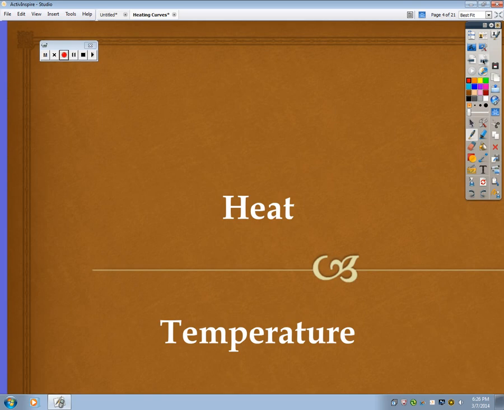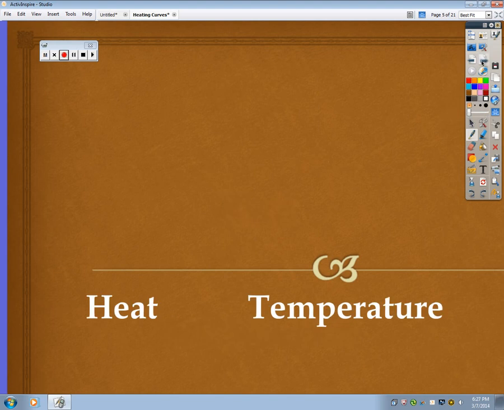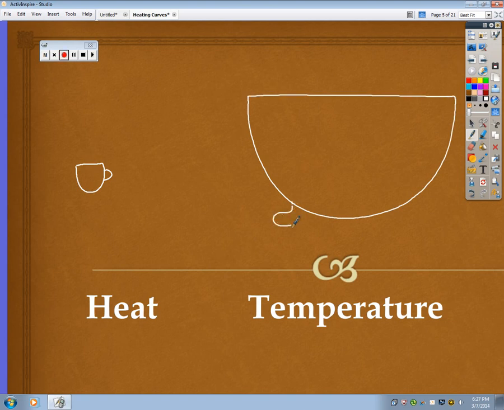So we need to know what the difference is between heat and temperature. Heat, well, let me give you an example. Let's say I have a tiny little teacup. I have a big old-fashioned bathtub. And they're both full of water. And I put a thermometer in both of them.